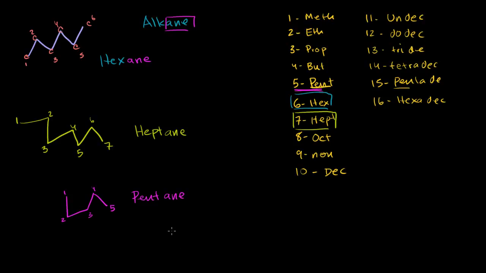let me draw it. So it's 1, 2, 3, 4, 5 carbons, and it forms a ring. Let me make the drawing a little bit better. I'm really just drawing a pentagon, but notice this has 5 carbons on it. I could draw the carbons here: carbon, carbon, carbon, carbon, carbon.